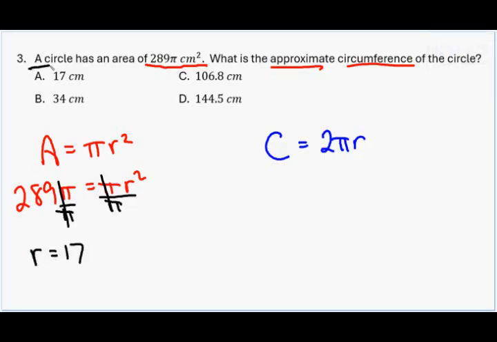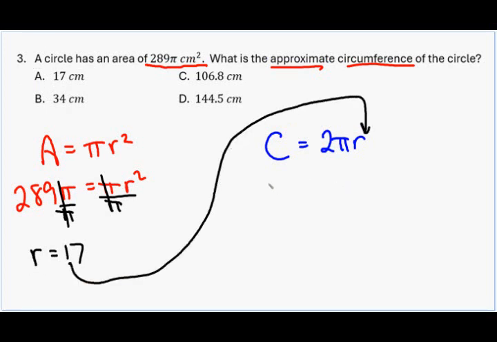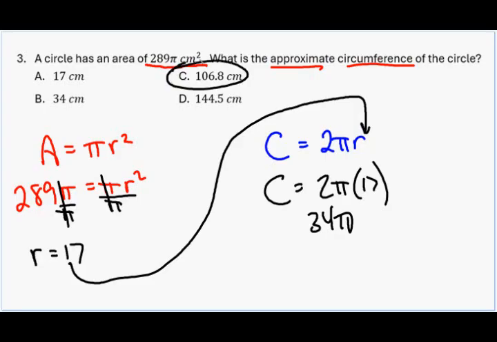And that is our first decoy answer. So if you solve and you got that, you think you might be done. No, we just found the radius. That radius is going to go right here. So the circumference is 2 times pi times 17, or that would be 34 times pi. And that is about 106.8, and that's option C. All right.